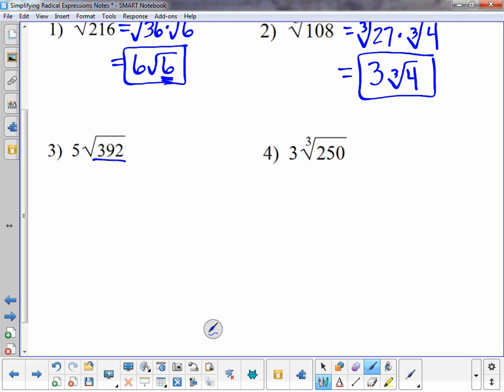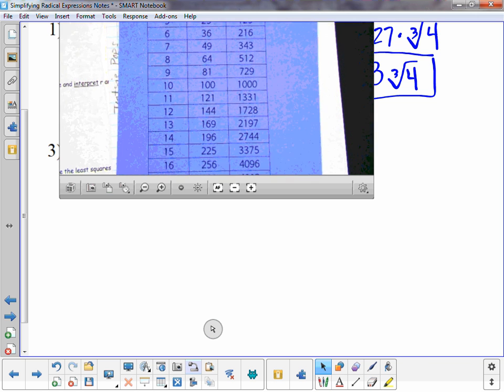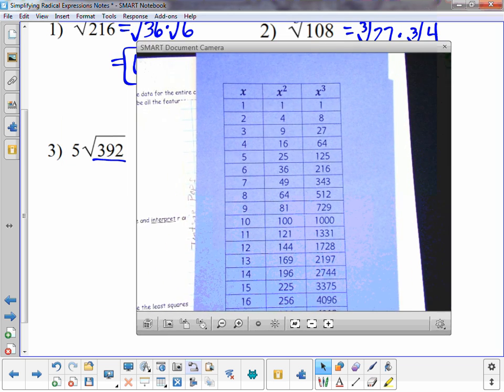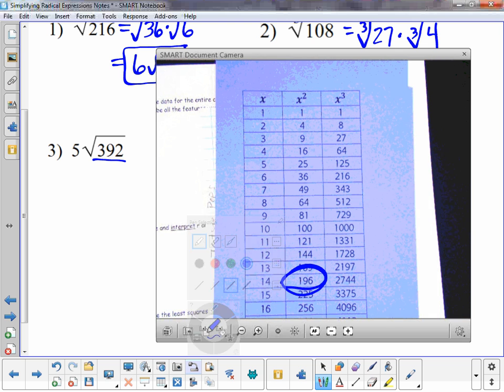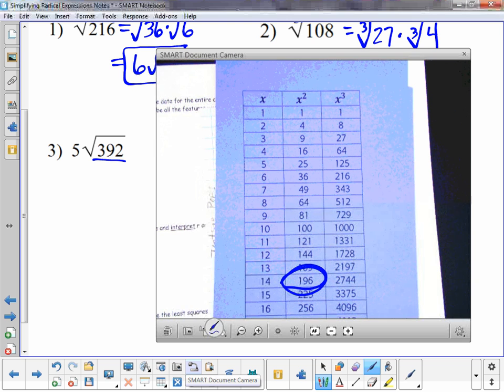When we look at a perfect square chart here, what's the largest perfect square that we think can divide into 392? The largest factor would be half of it. So then we could start right here at 196. Does 196 go into 392? It's exactly half of it, right? Okay, so that's our number that we want to use.